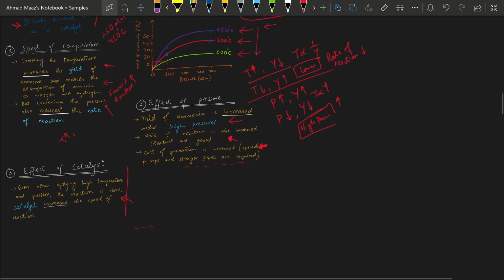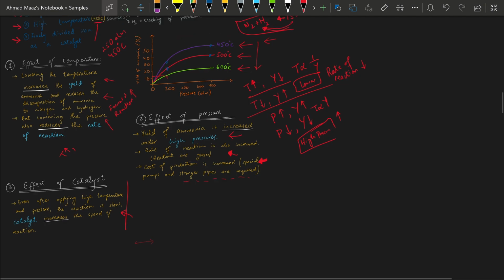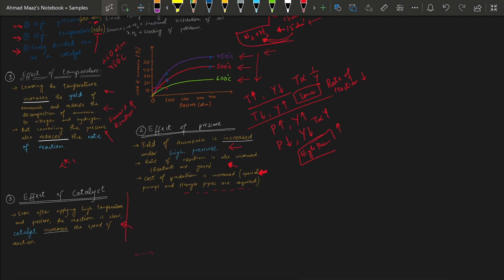Whereas the catalyst will only increase the rate of the chemical reaction, the rate of the forward reaction. The catalyst will not have any effect on the yield. It will only increase the speed of reaction.